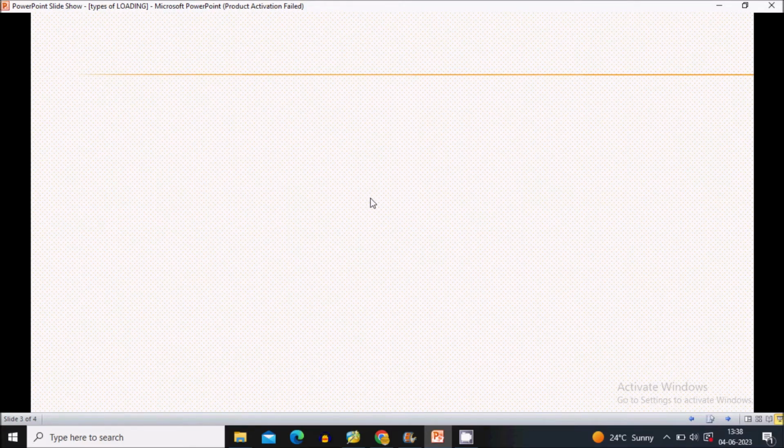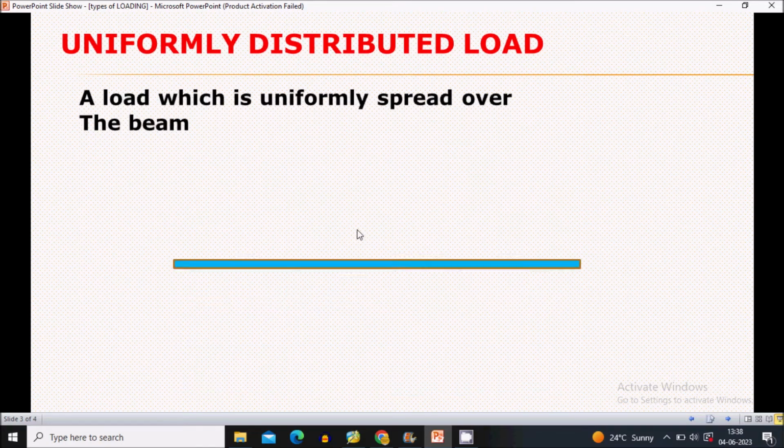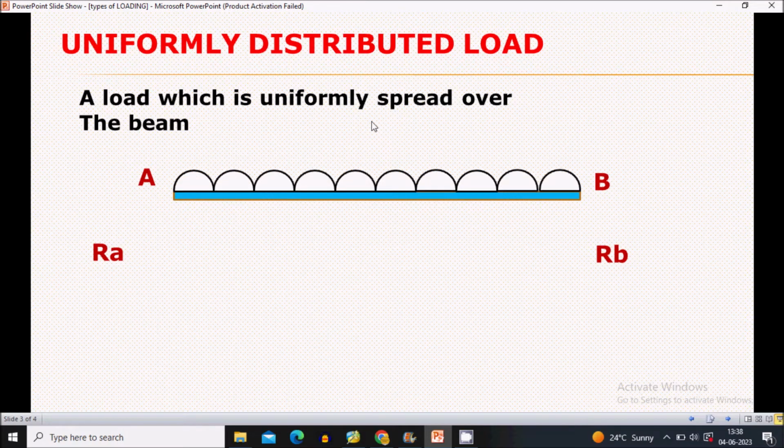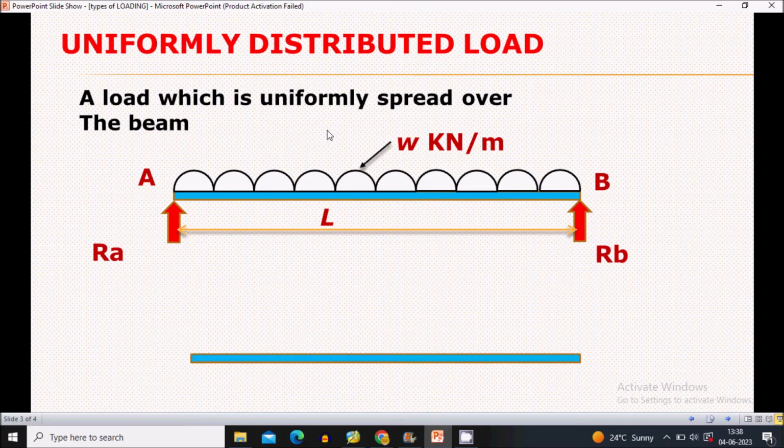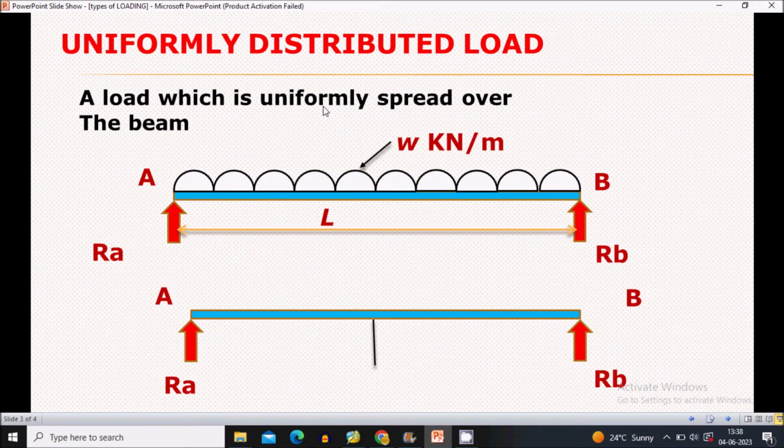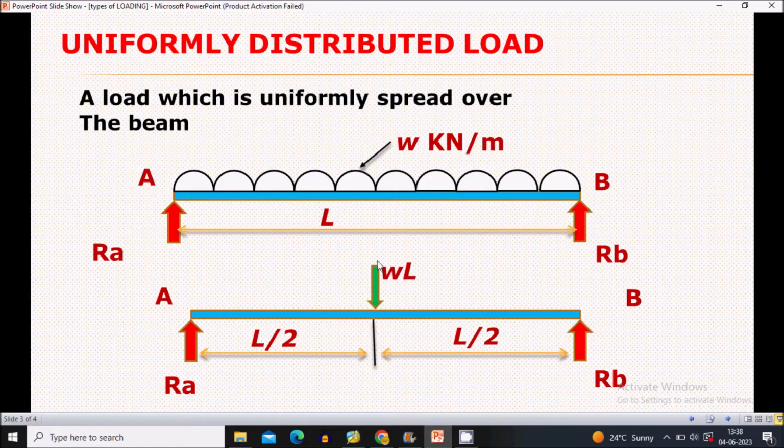Next type of load is the uniformly distributed load. A load which is uniformly spread over the entire length of the beam is called a uniformly distributed load, also called UDL. Here you can see a beam AB, and this load is a uniformly distributed load. The rate of loading over the entire length is the same in case of UDL. For calculation purposes, the load is assumed to act at the center of the beam in case of UDL.